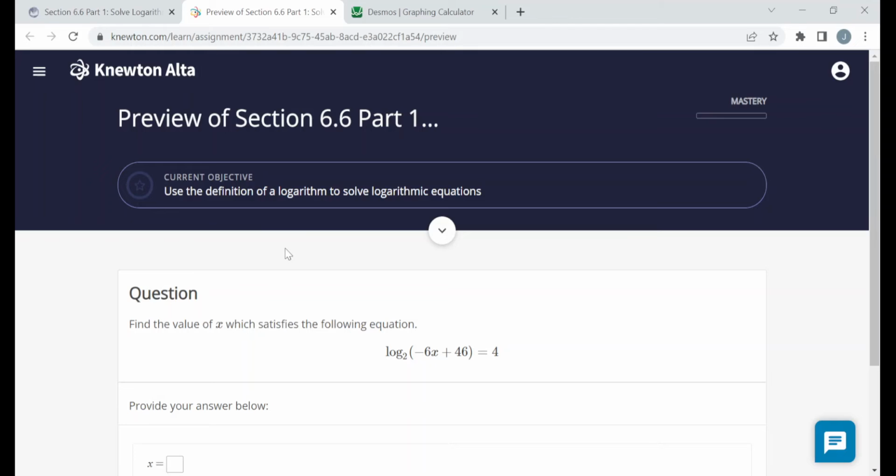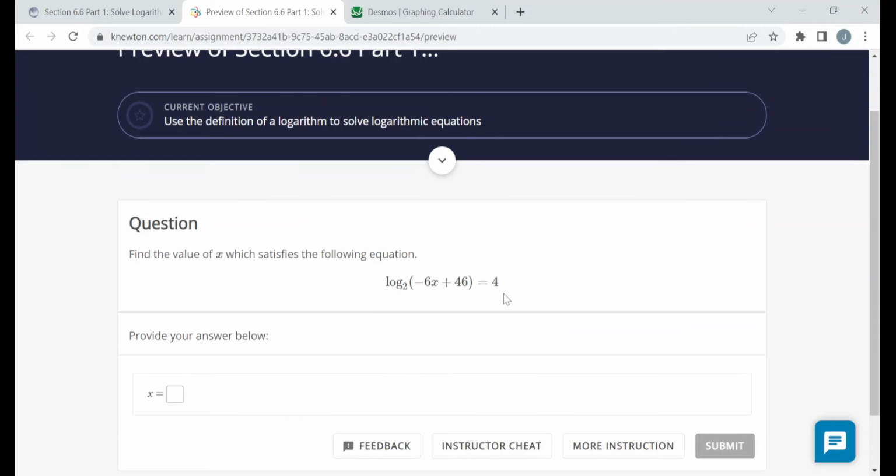Alright, so the first objective I'm looking at is use the definition of a logarithm to solve logarithmic equations. Alright, so I'm going to write out this equation here. Now it's just like any other equation. Right? When you're asked to solve an equation for a variable, you're trying to find values that you can replace that variable with and make a true statement. And when they say, use the definition of a logarithm, that basically just means, hey, do you remember how to change back and forth between logarithmic form and exponential form?